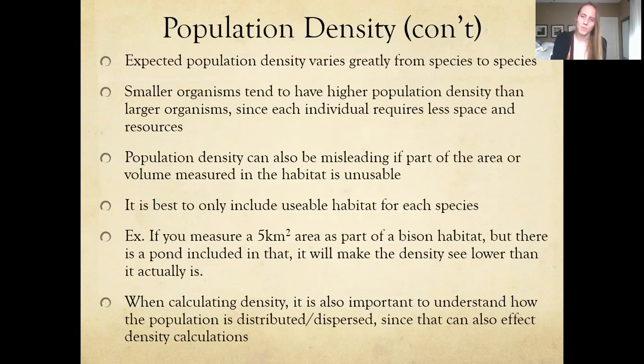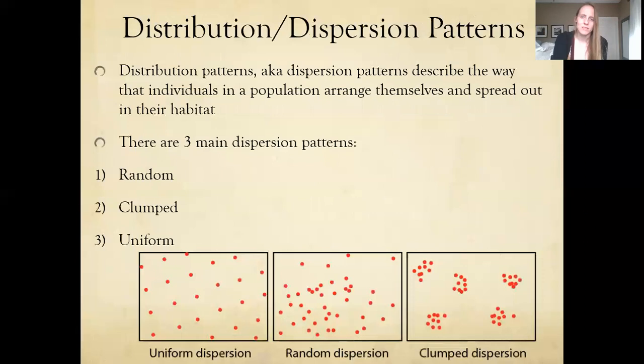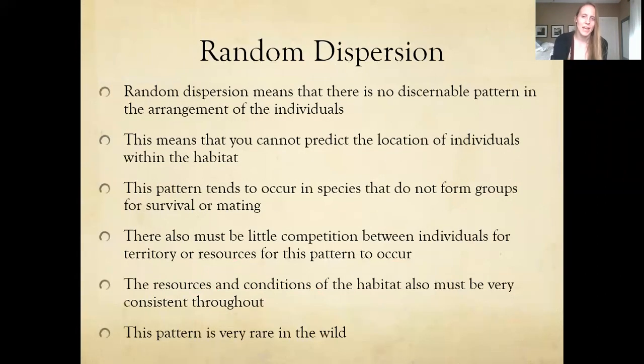You also need to know how a population is distributed when you're doing density calculations. So that's what we're going to get into next, the distribution or dispersion patterns, which is just, again, the way that the individuals within that population are spread out throughout the habitat. There are three main patterns that we see: random, clumped, and uniform. There are examples of what that would look like at the bottom there, but we will go through each one individually. So a random dispersion just means there's no pattern to how the individuals are arranged.